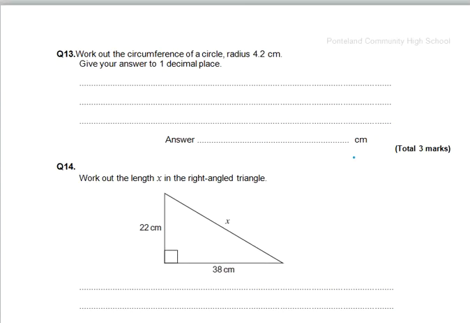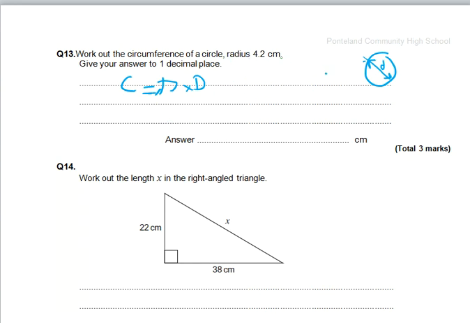Okay, then we're on to question 30. Work out the circumference of a circle. Circumference equals pi times the diameter. That's one that you should know. Remember that we've got a circle. The diameter is from one end to the other. So that is our d. Circumference is distance all the way around.